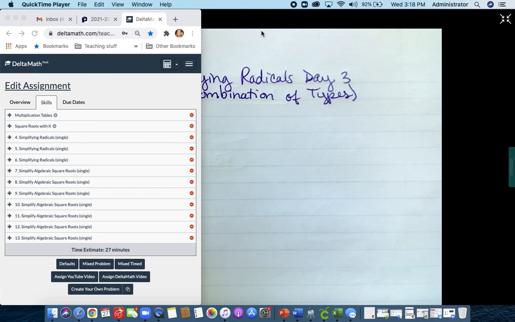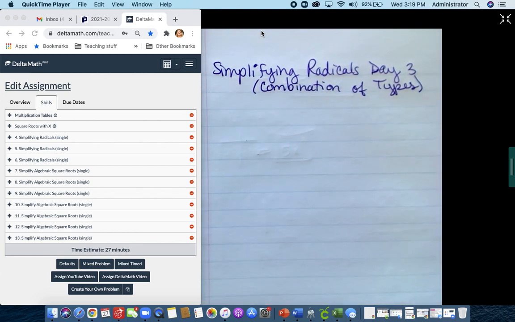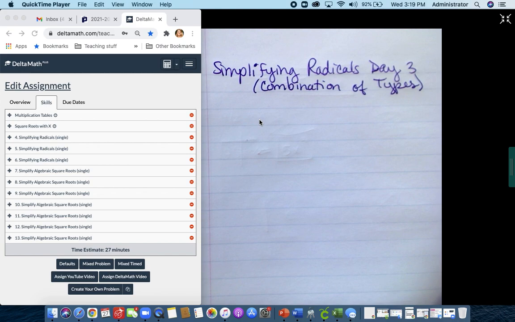Lesson, we have been working with radicals, so we are going to call this Simplifying Radicals Day 3. Today's going to be kind of a practice day, but also teaching a new skill, just adding on and building on to what we've already learned.